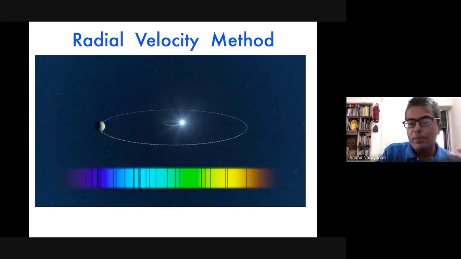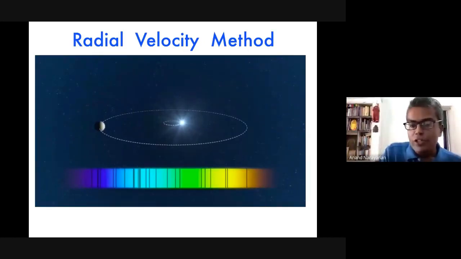Now, if there is a planet orbiting around the star, then the center of mass of the star-planet system is likely to be outside of the star. And as the planet orbits, the star will also be going around in these tiny circles. Now, when we are recording the spectrum, the star is not stationary, it's moving in these tiny circles. So sometimes the star will be coming towards us, and sometimes the star will be going away from us. Again, it will be coming towards us and going away from us.